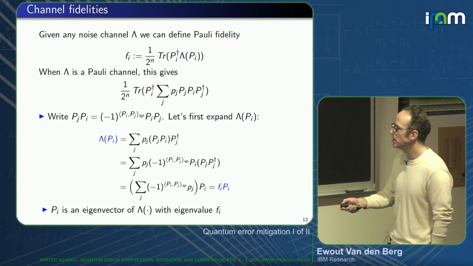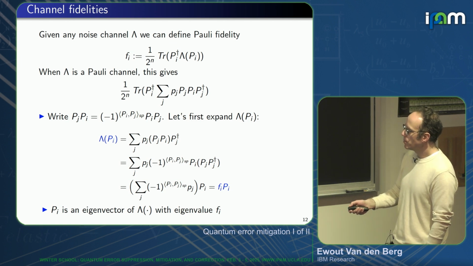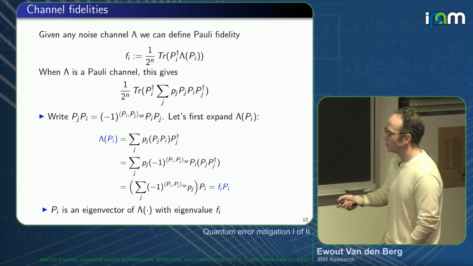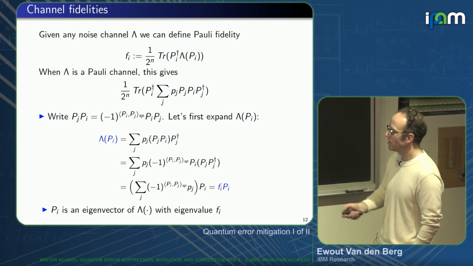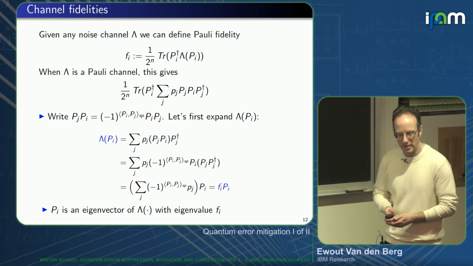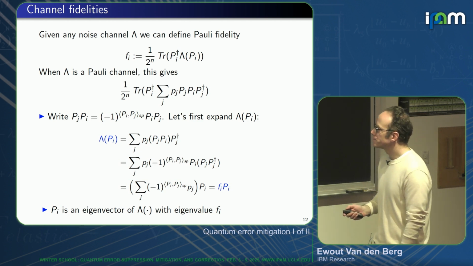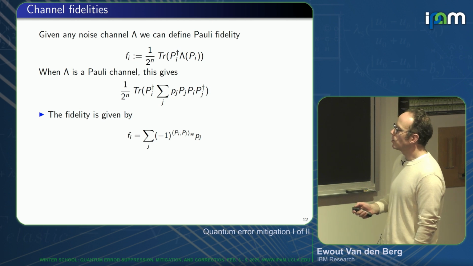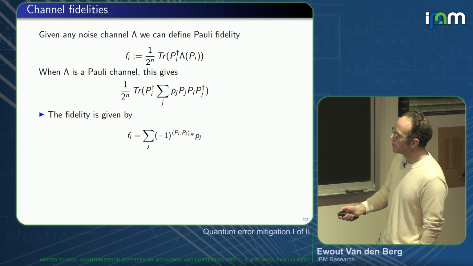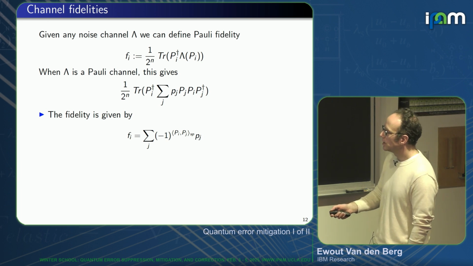So one way to see this is that Pi is an eigenvector, or an eigen-operator, of the channel with some eigenvalue fi. And the fidelity here is given just by this minus 1 to the symplectic inner product times pj.